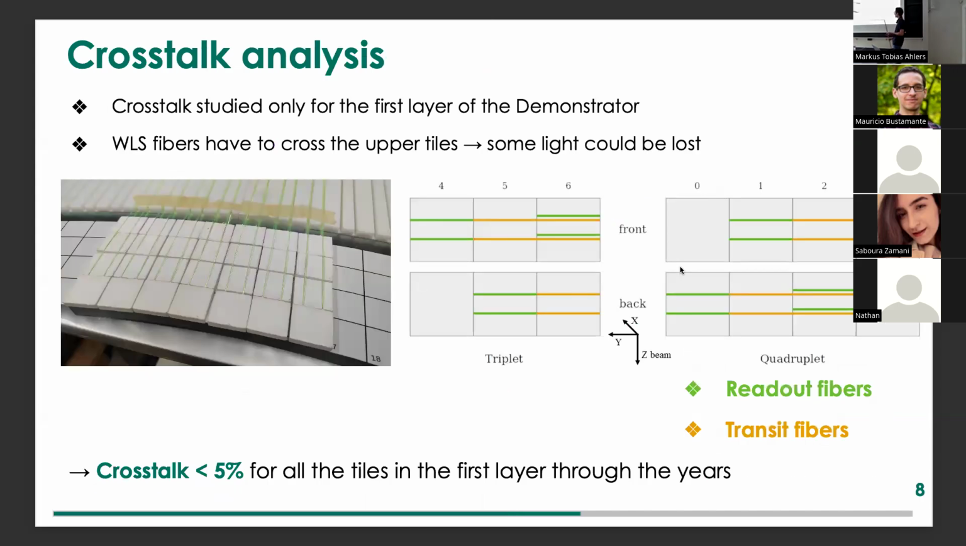Another analysis is the crosstalk, because as you can see, we have wavelength shifting fibers that pass through the other plastic scintillators, so some light could be lost and could affect the measurement. We have studied the crosstalk, and we have less than 5% for all of the channels. So we are happy with this readout scheme.